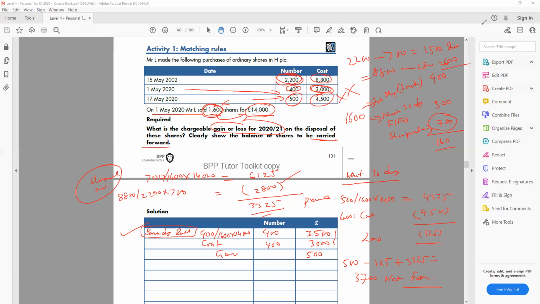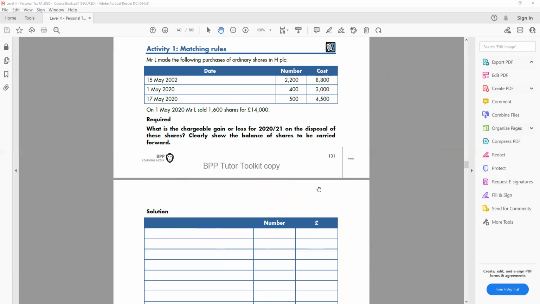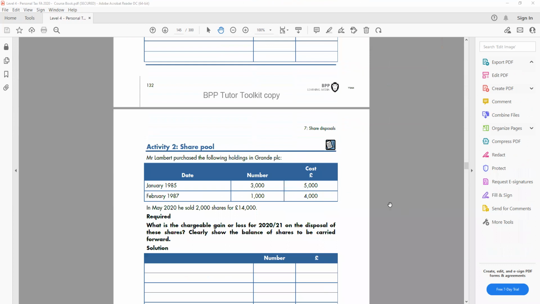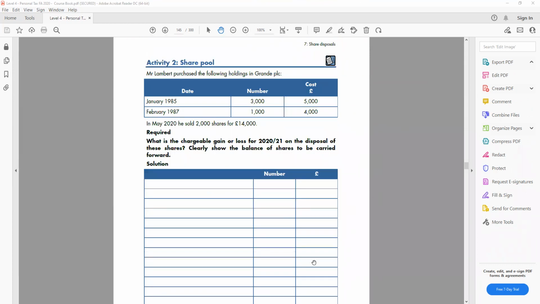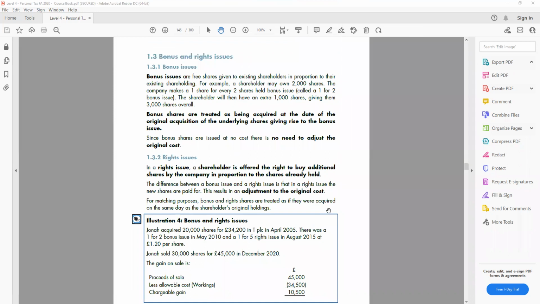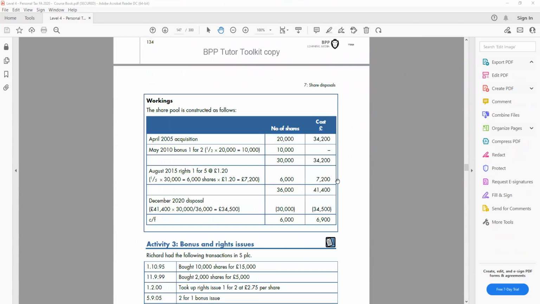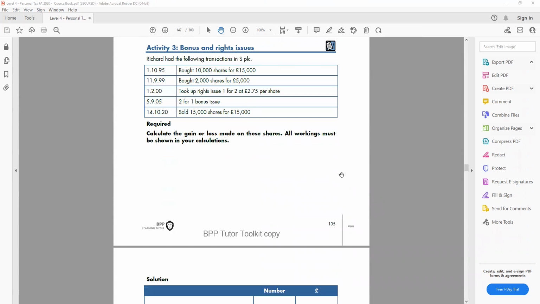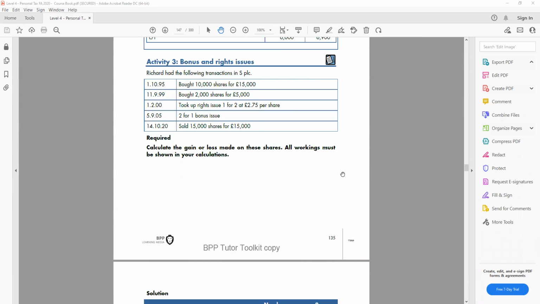All right, so let's move to the next one. Let's have a look. What is the next one we have here? The next one we have again is the share pool activity 2. I'll leave this one for your homework, activity 2. It's the same thing. Let's move to the next one. We want to do some questions from the bonus. So bonus and the rights issue. As we discussed before, because of the bonus, there is no actual movement of the cost. And the rights issue will give you some cost, but that will be less than the market value. So let's try this question, and then we'll talk if you have any questions.